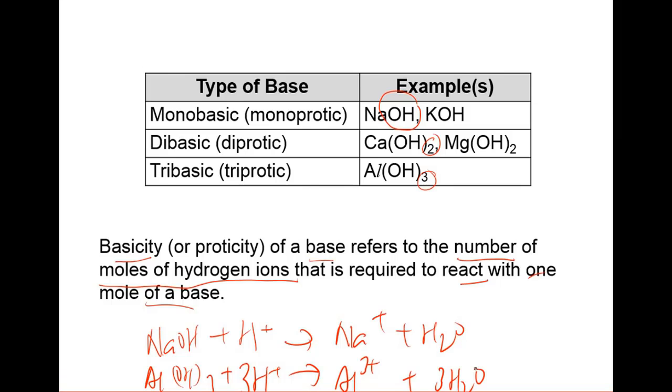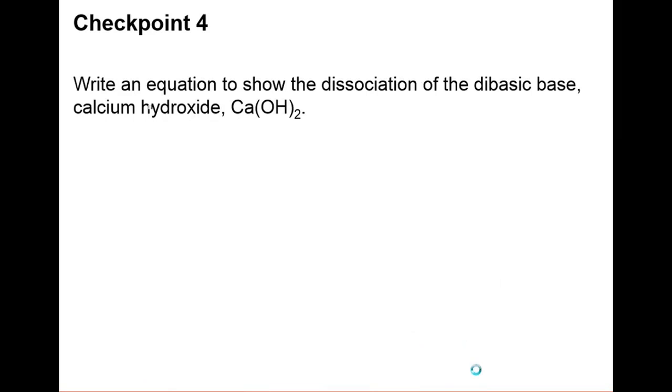Okay, simple. So let's do a quick checkpoint 4 on the simple equation to show the dissociation of a dibasic base here, calcium hydroxide. So it's just this, giving us Ca2+ and 2OH minus. So state symbols are aq, aq, and aq.